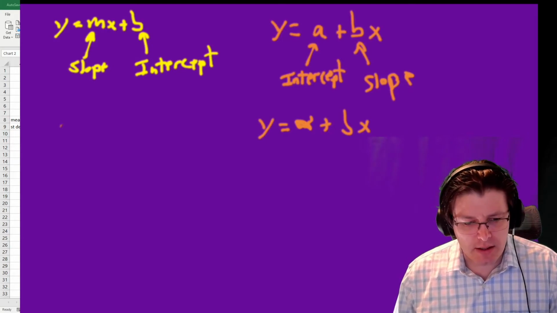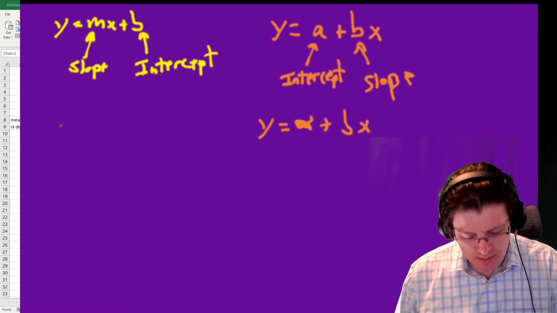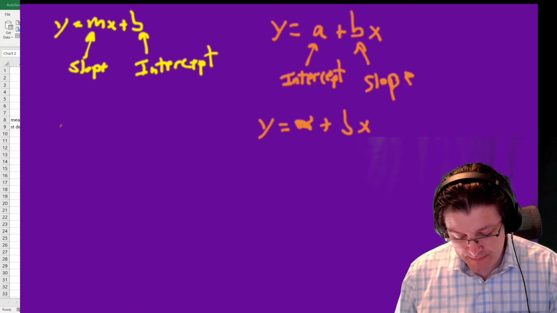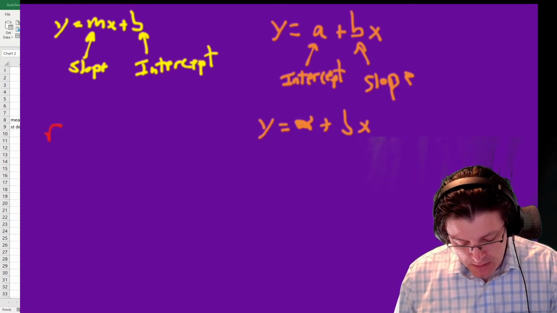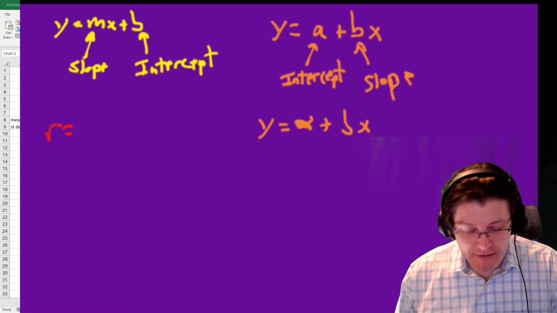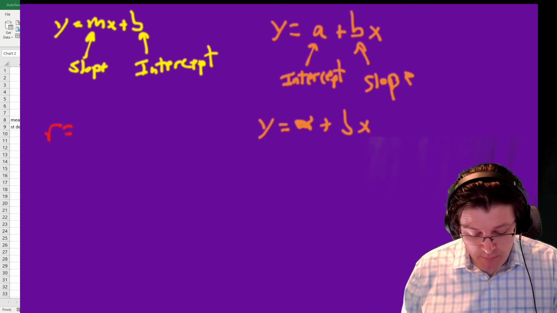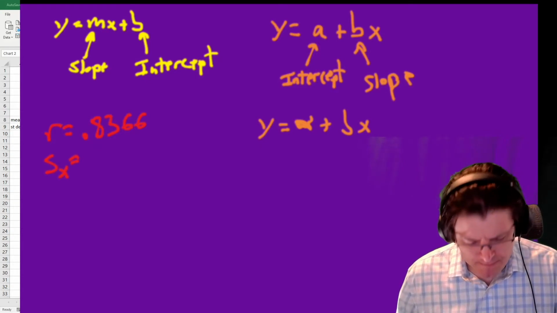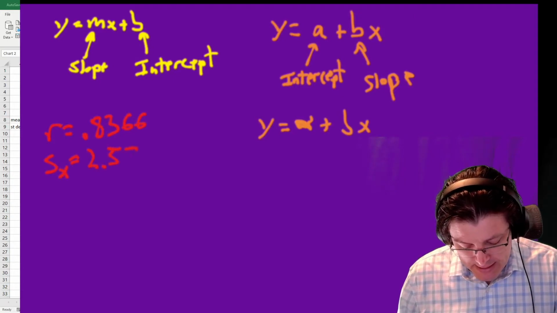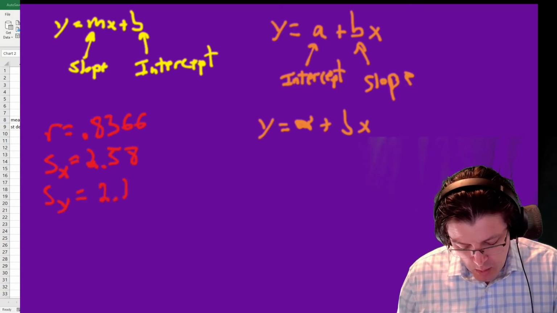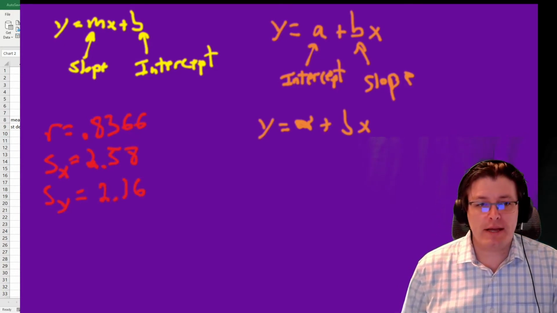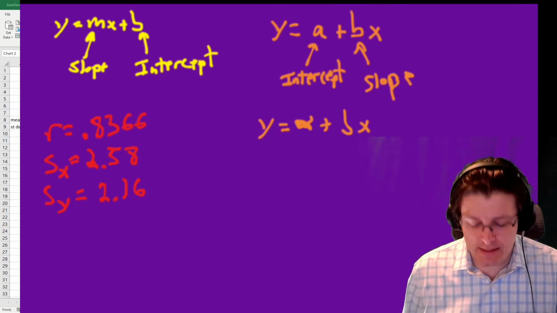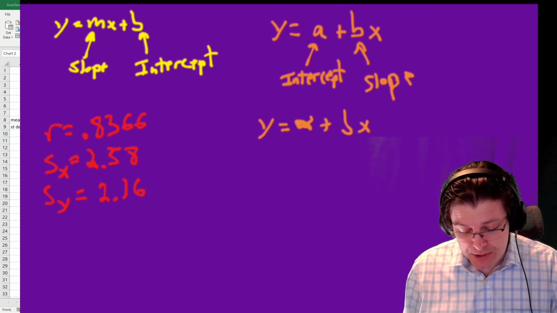And let's look at our data again. In our milk and kids example, we found the following information. We found an R, a correlation, of 0.8366. We also found SX of 2.58, and we found SY of 2.16, I believe. Okay, so that was the results from the other day.